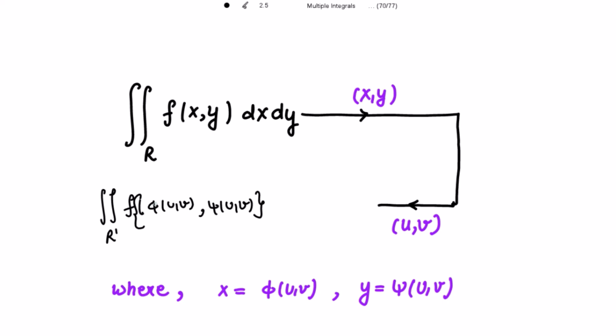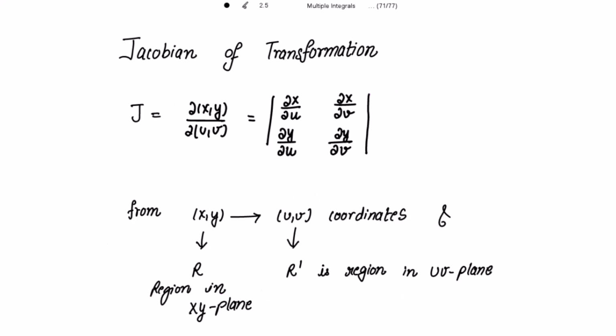and then multiply this with the determinant of J, where J is the Jacobian. I will tell you about this later on, into du dv. Here for x, y I am having dx dy, for u, v just write du dv. Right? Now what about this J? What is this J? This J is the Jacobian of transformation.